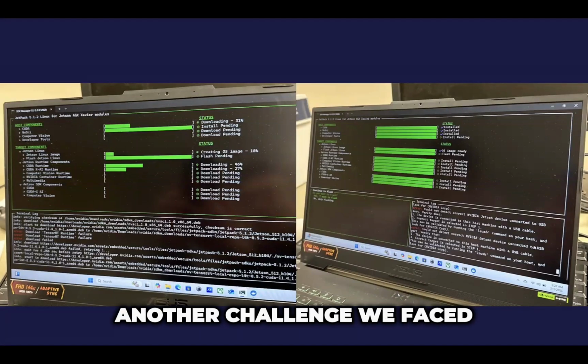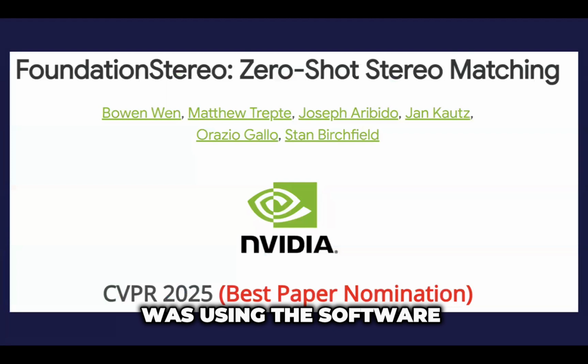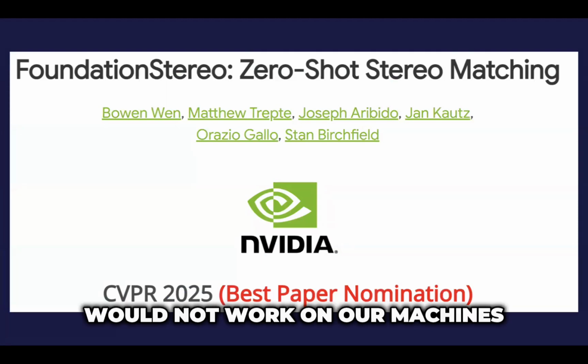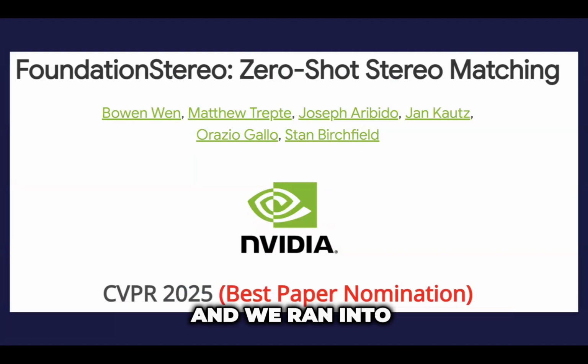Another challenge we faced was using the software provided in the paper Foundation Stereo: Zero-Shot Stereo Matching. The Foundation Stereo is an updated model for stereo depth estimation that we attempted to use to create a better output, but installing it would not work on our machines, and we ran into a lot of problems using it.